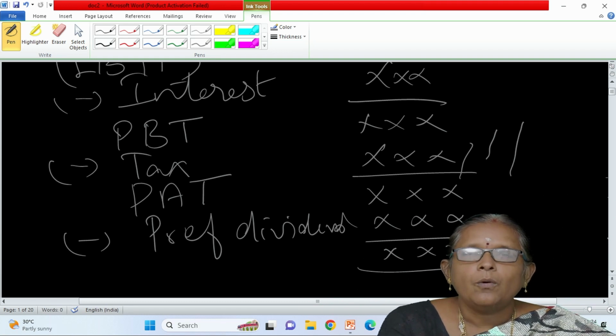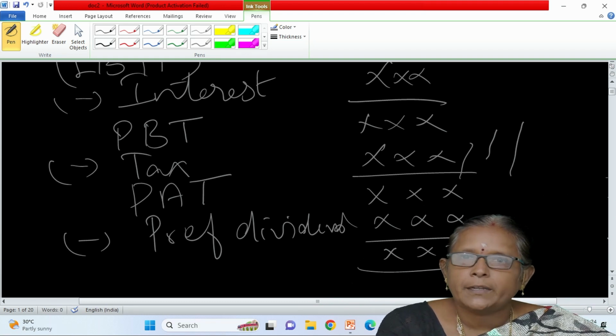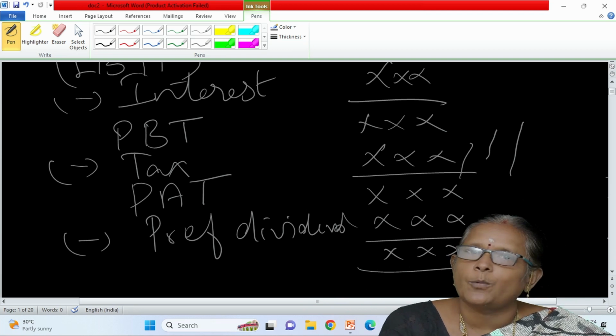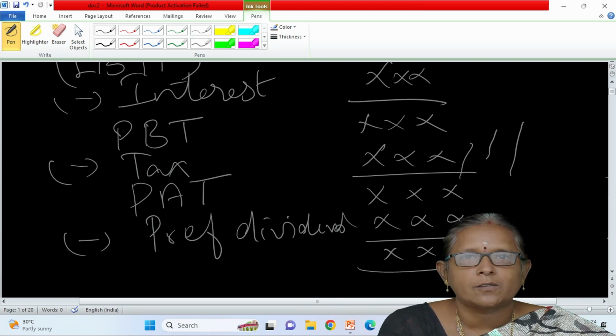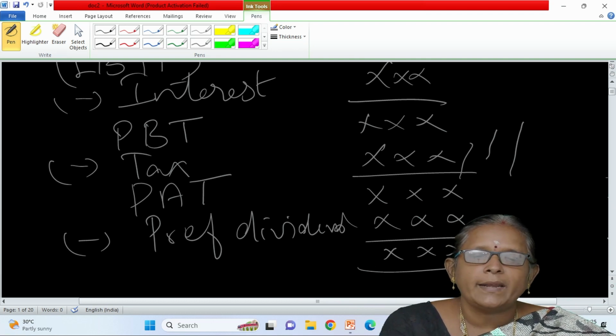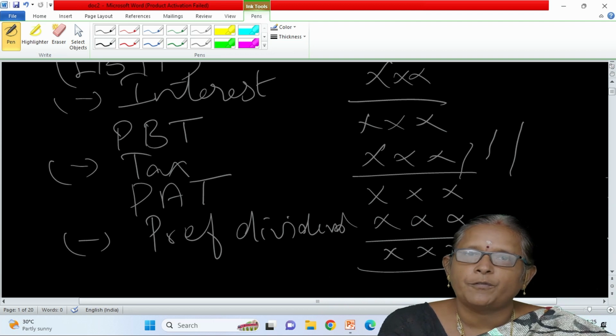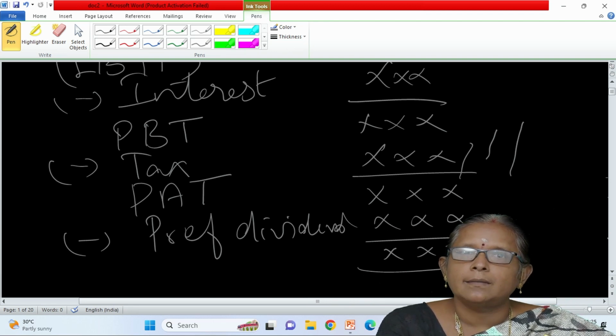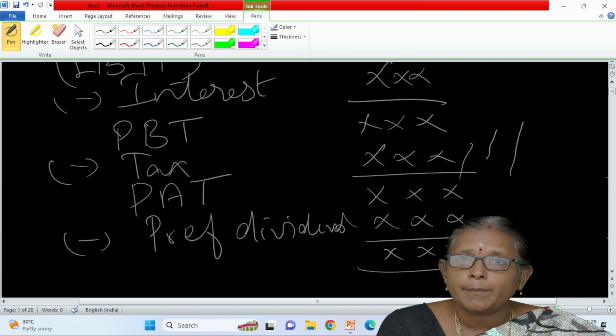So first from gross profit you have to deduct operating expenses. You will get operating profit. It is otherwise called profit before interest and tax. If you deduct interest from profit before interest and tax, you will get profit before tax. Then you have to pay tax to the government. After deducting tax, you will get PAT. This earnings is available for shareholders. Shareholders here means preference as well as equity shareholders.